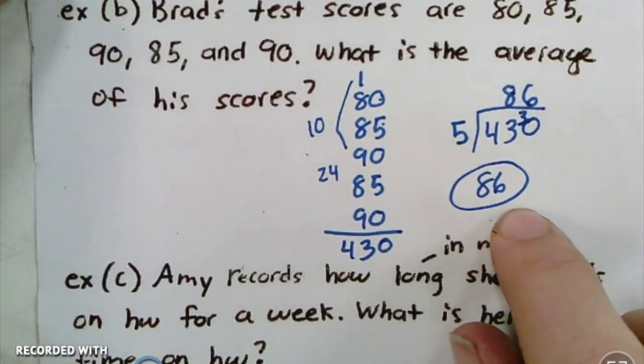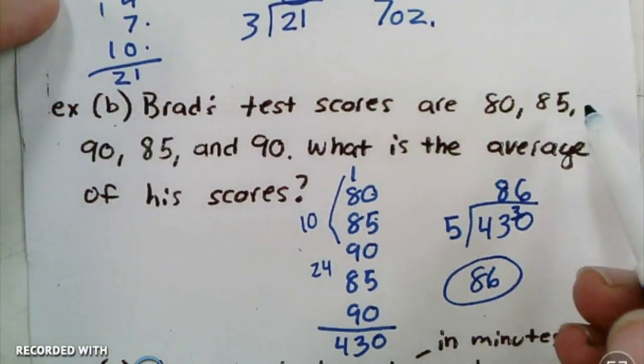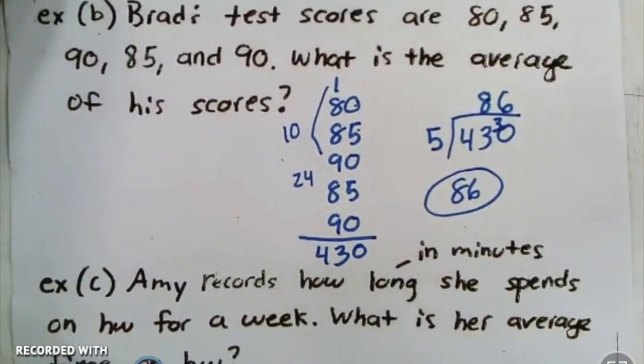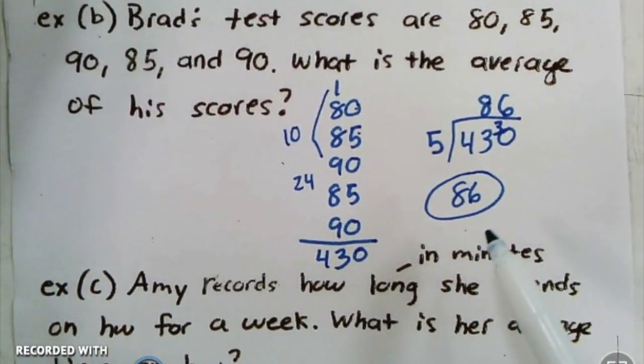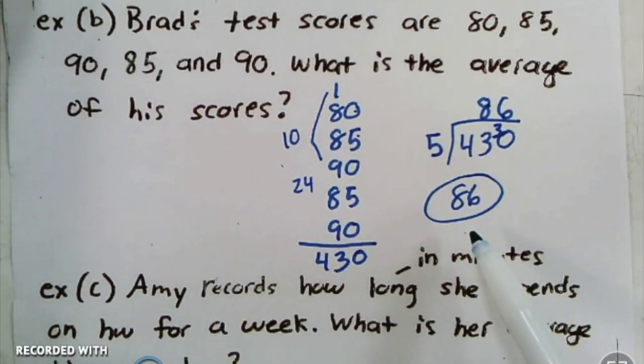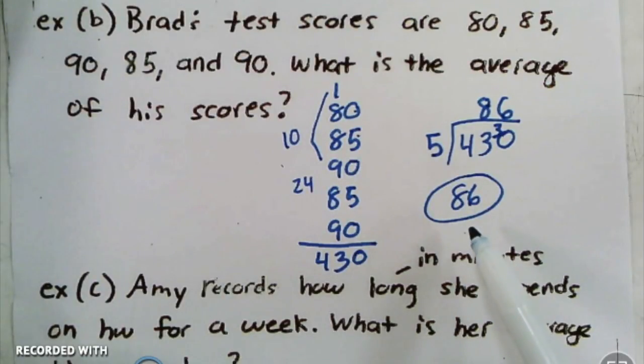Now notice, did he ever actually get an 86 on a test? He got an 80, an 85, a 90, an 85, and a 90. He never did. So sometimes your average, this type of average, which is also called the mean, by the way, is not one of your original numbers. But that means that it's exactly in the middle. And that's how your grades are actually figured out. When we find your average or a class average, it may not mean that you actually got that, but if we add up all your scores and divide by the amount that there are, that's the number that we get.